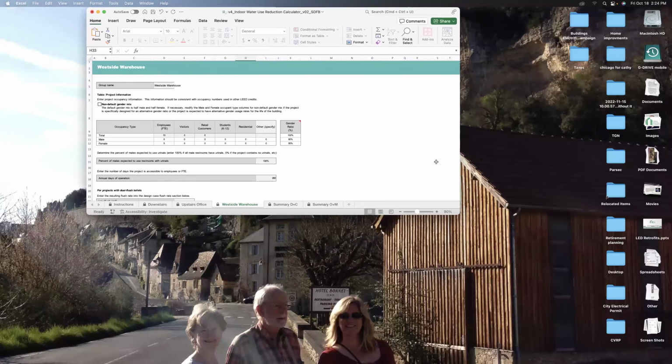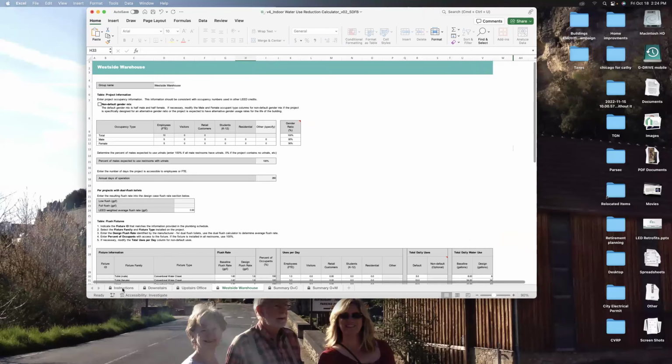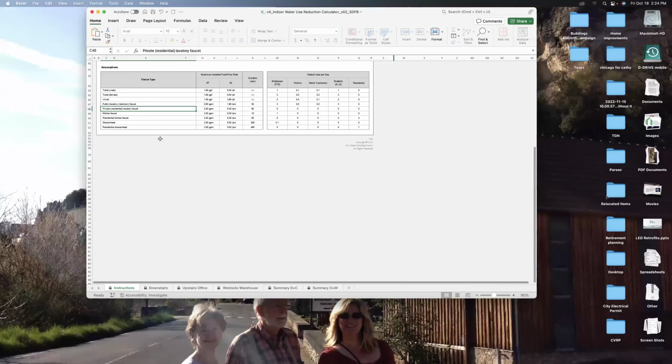Is everyone seeing this calculator? Again, they're just fancy Excel sheets. They have instructions on flow rates and so forth, maximum installed flush rates. 1.6, 6 gallons. So these are what they're basing the baseline on. And then here, they had different zones in the building. So we had to put in different fixtures, since downstairs had different fixtures than the West Side warehouse, for instance.